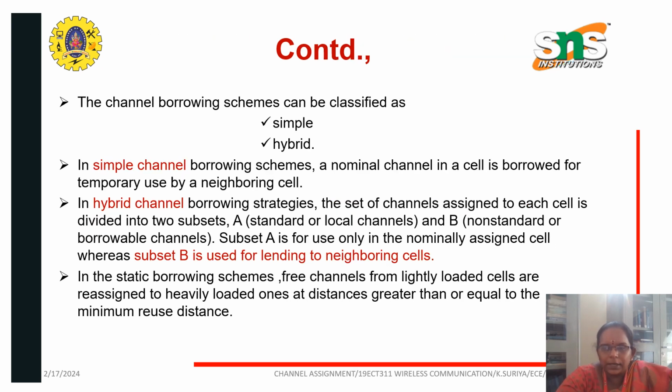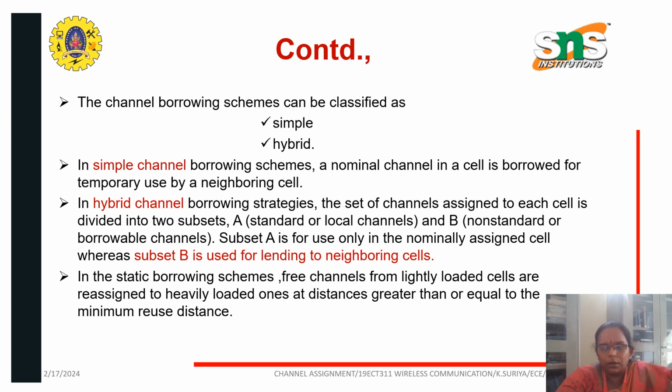So there are two types of channel borrowing, simple and hybrid. In the simple channel borrowing method, a nominal channel is borrowed for temporary use from the neighboring cell, whereas in the hybrid method, the available spectrum is divided into two sets, set A and set B. Set A channels are used only for calls on that particular neighboring cell, and set B channels are used for borrowing.